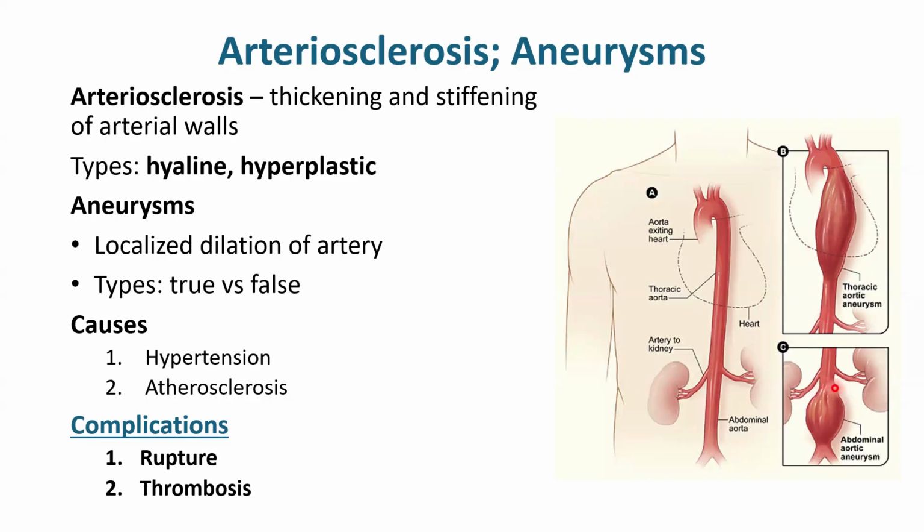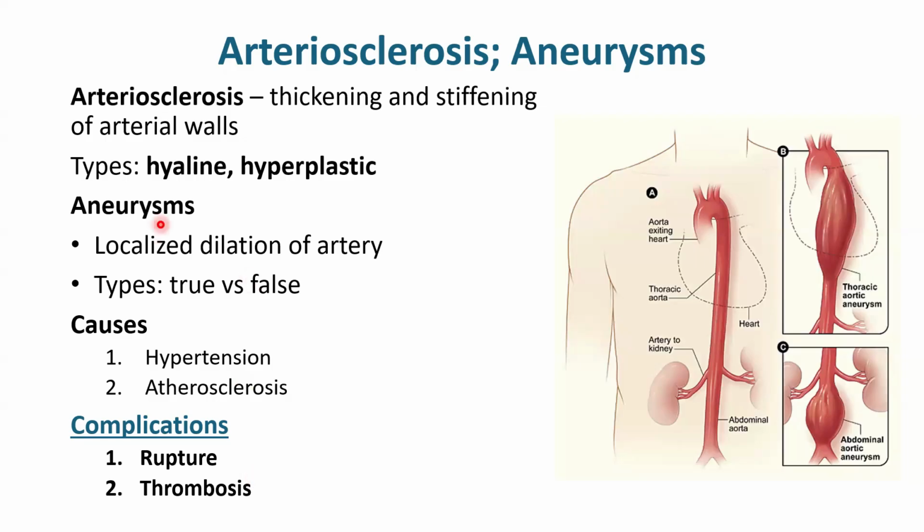So aneurysms are the bulging, the localized dilatation of an artery. And you can have two types, true aneurysms versus false aneurysms. In arteriosclerosis, we have hyaline and hyperplastic. In aneurysms, we have true and false. Causes of these two: one, hypertension, the other one is atherosclerosis. So atherosclerosis is a cause of aneurysms and to some extent arteriosclerosis.